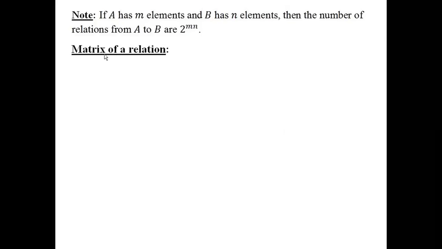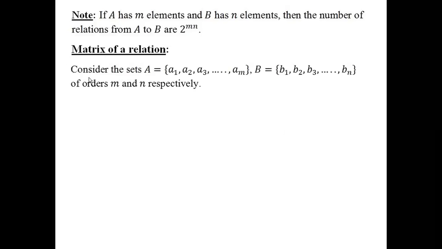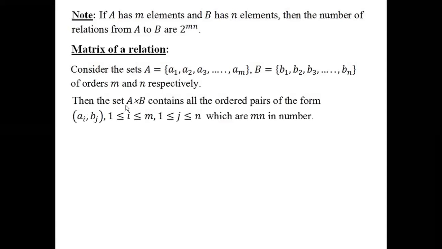Next, we'll learn about the matrix of a relation. Consider the set A equal to {a1, a2, a3, etc. up to am}. There are m elements in the set A. Consider another set B, which is {b1, b2, b3, etc. up to bn}. There are n elements in the set B. That is why we have written here the orders as m and n respectively. Then the set A cross B contains all the ordered pairs of the form (ai, bj), where i lies between 1 to m and j lies between 1 to n, which are totally m into n in number, meaning A cross B consists of totally m into n elements.